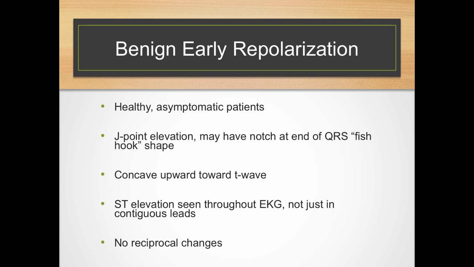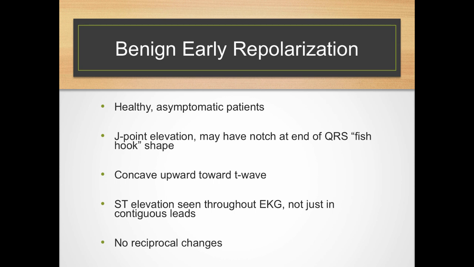It's not just going to be in a couple leads, not just in a couple contiguous leads. It's not just going to be 2, 3, aVF. It's not going to be V1, V2. We're going to see this all over the place. So an otherwise healthy patient with no symptoms is probably not having an MI in every single region of their heart at the same time, right? So we see this all over the EKG. We see these concave upward slopes into the T wave, maybe or maybe not a notch at the end of the QRS. And then with this, we don't have any reciprocal changes.